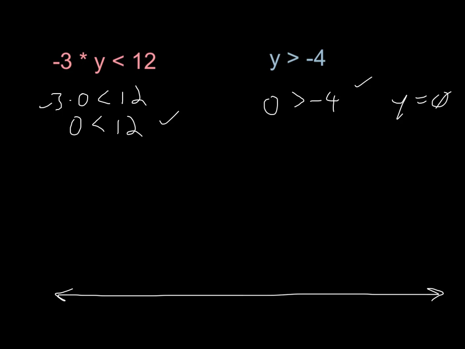What if I plug in -5? On the right-hand side, I get -5 is greater than -4. That's not true. On the left-hand side, I get -3 times -5 is less than 12. A negative times a negative is a positive, so I end up with 15 is less than 12. That's also not true.